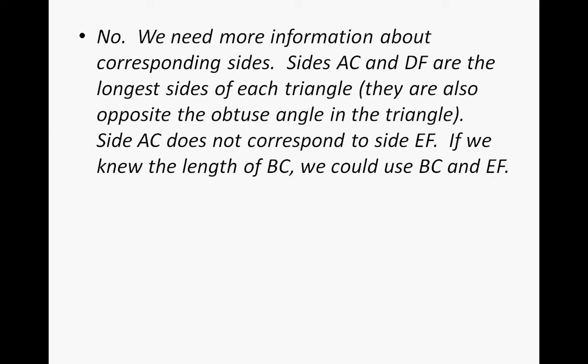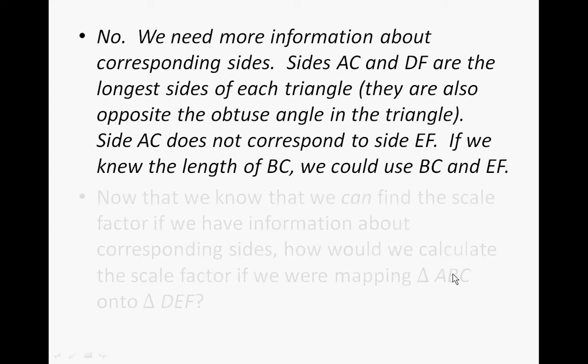So the answer to that is no. Okay, we need information about corresponding sides. So if we are given one side, we have to be given the measurement of the corresponding side on the other figure. So since AC and DF are the longest sides of each triangle, they are also opposite the obtuse angle in the triangle. Side AC does not correspond with side EF. And if we knew the length of BC, then we could use BC and EF, but we cannot use AC and EF. Those don't correspond. So we can't set that up as a scale factor.